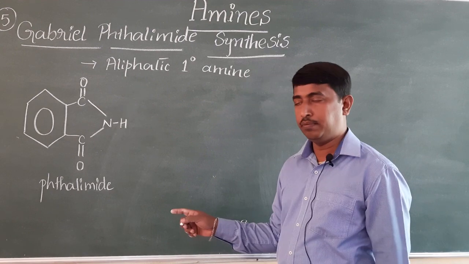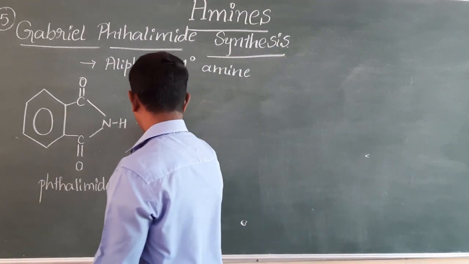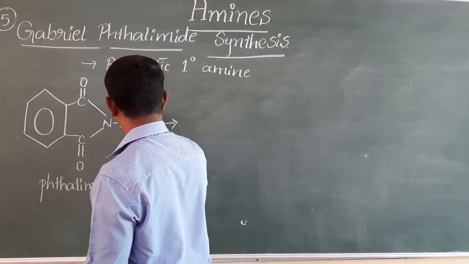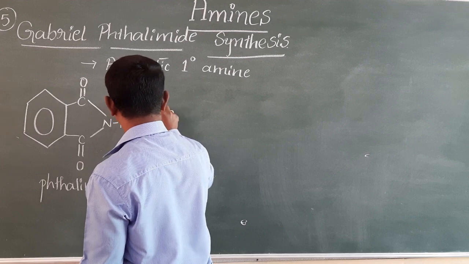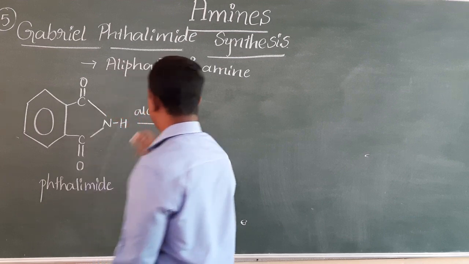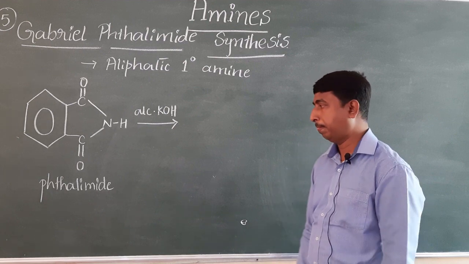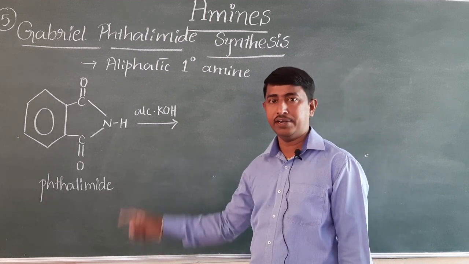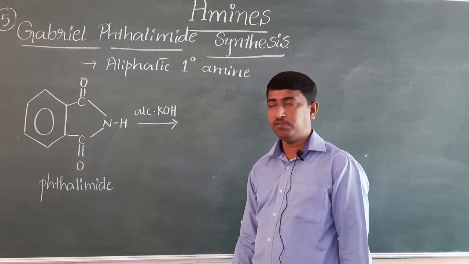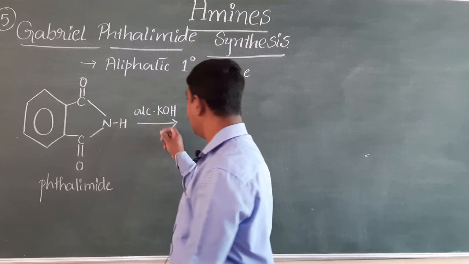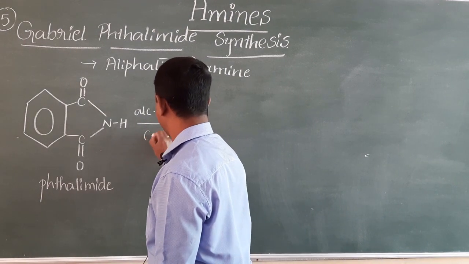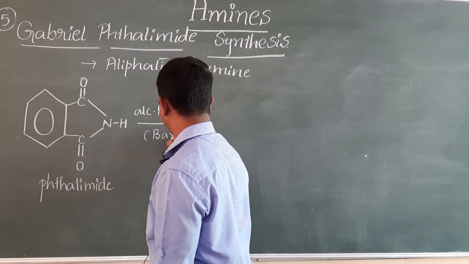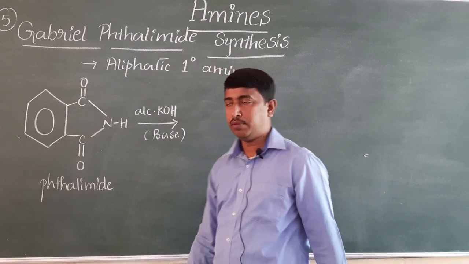Thalamide is initially heated with an alcoholic solution of potassium hydroxide. Alcoholic potassium hydroxide is a base.